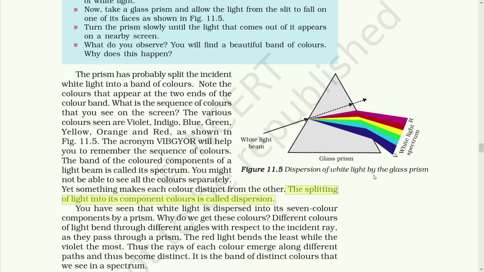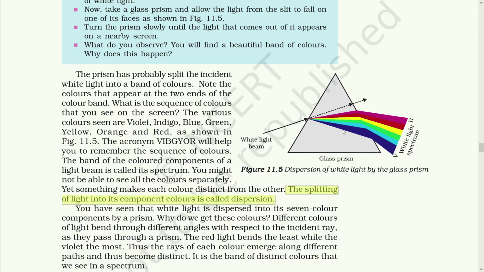You have seen that white light is dispersed into 7 color components by a prism. Why do we get these colors? Different colors of light bend through different angles with respect to the incident ray as they pass through a prism. So it is to be noted that white light is formed of 7 colors and those 7 colors have their own velocity. When they pass from one medium to another, they decrease their velocities. While they decrease their velocity, each band of color has its own velocity. Some may have a maximum velocity, some may have the minimum velocity.